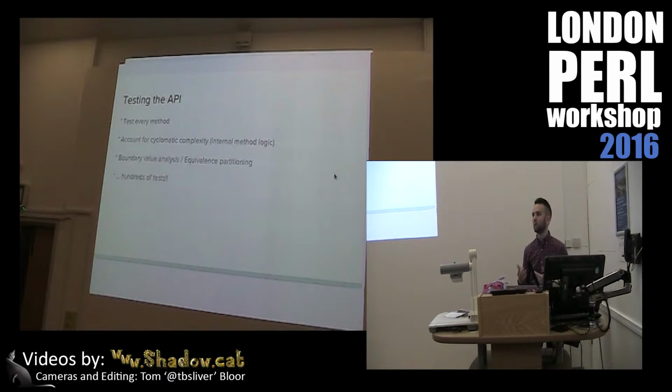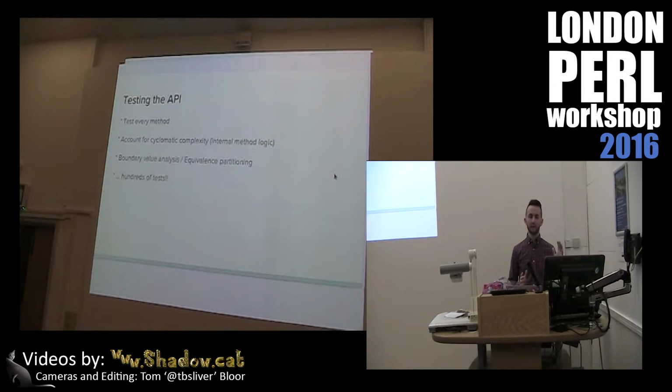And best practice says we want 100% test coverage. We test every method. We also need to account for cyclomatic complexity. So if there is control flow within a method, say it has an if statement that says, if X is true, do this, else do that, we'd want to write at least two tests, one where X is true and one where X is false. And then you have techniques like boundary value analysis, where you pass a whole range of values to check that the code behaves correctly under unusual circumstances.